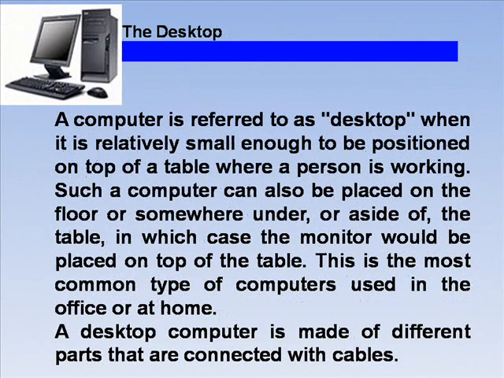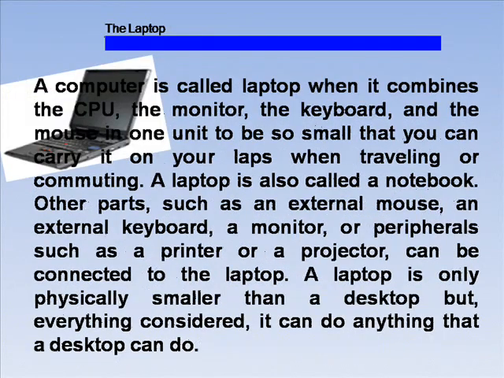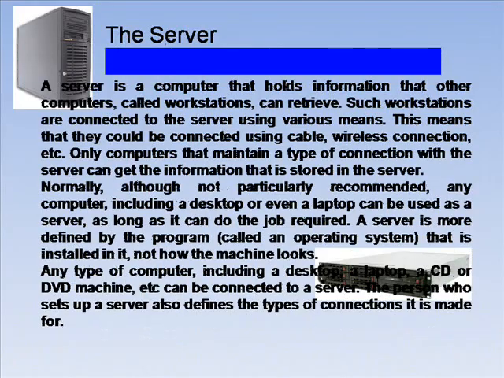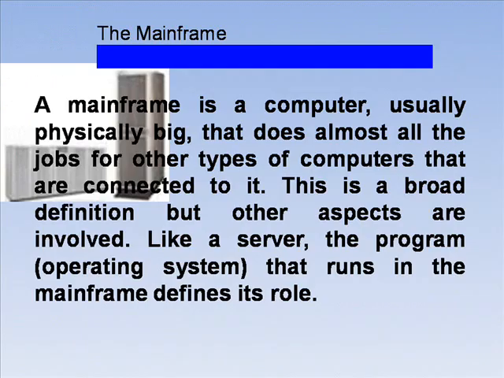Types of computers we have: the desktop, referred to as a desktop when it is relatively small enough to be a personal possession. Next is the laptop, that is called when it combines the CPU, the monitor, and the keyboard. Next is the server computer that holds information that other computers, called workstations, can access. And the last we have the mainframe computer, usually physically big.